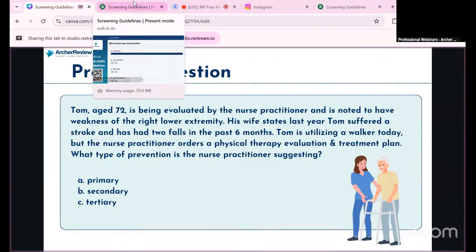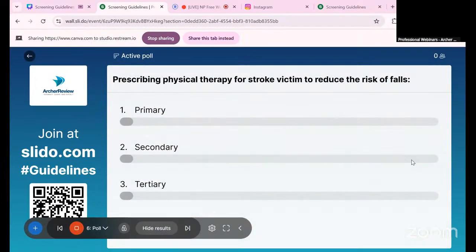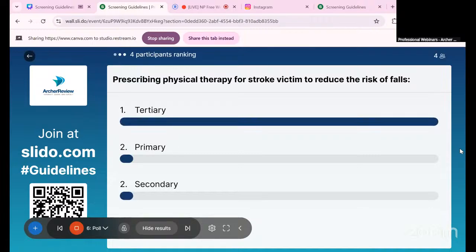I threw in a distractor on that last question. I guess I wasn't feeling as clever on this one, was I? So, what are you all thinking? Prescribing physical therapy for a stroke victim to reduce the risk of falls. So, what are we thinking?